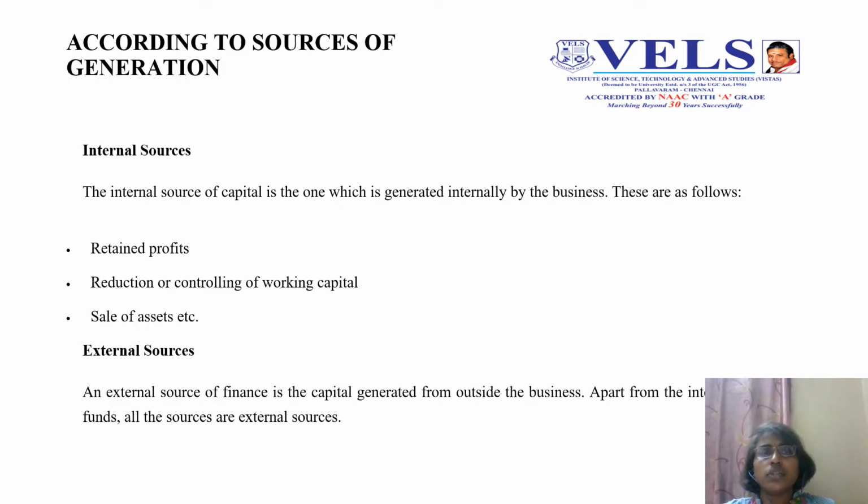Next, according to the sources of generation, we can divide the source of funds as internal sources as well as external sources. Internal sources are those which are internally available in the business, like retained profit, or when they reduce the working capital, that is also an internal source of finance, as well as sale of assets. These are all the internal sources of finance available for a company. And the external source of finance is the capital generated outside the business. So whatever can be generated from outside the business will come under external source of finance.